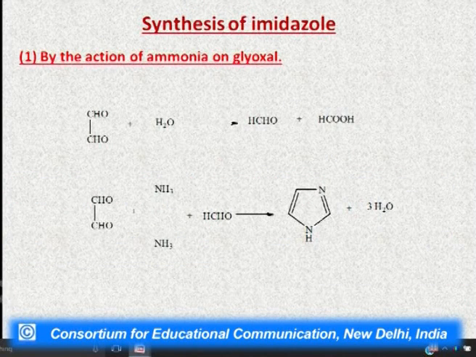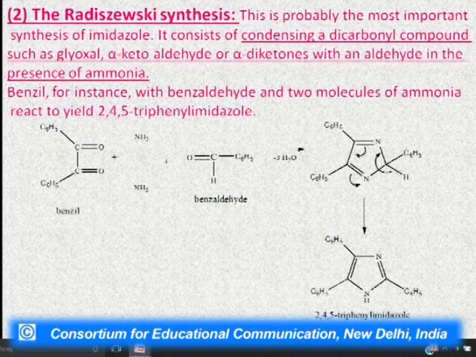Now comes the synthesis of imidazole. Imidazole can be prepared by the action of ammonia and glyoxal. So first of all, this is a glyoxal molecule. It will react with water to form formaldehyde and formic acid. A mixture of aldehyde and acid is prepared. Then this formaldehyde will react with glyoxal in the presence of ammonia. These all three will condense together, will cyclize together to give us the imidazole ring by the removal of 3 molecules of water.